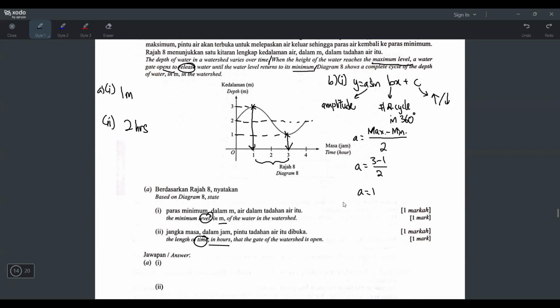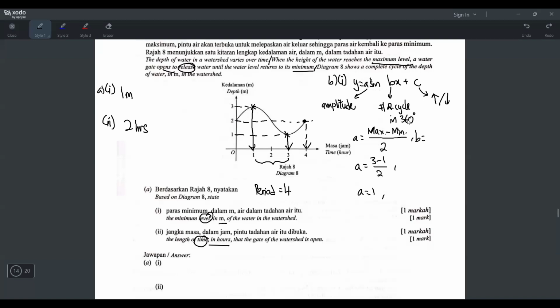Okay, next I need to find the B, right? So B is the number of cycles in 360. You can see that they only draw one cycle. This is one complete cycle, and it finishes at 4 hours. That means the period is 4. What is period? Period is the horizontal distance for one cycle. So the period is 4, because the horizontal distance to complete one cycle is 4, right?